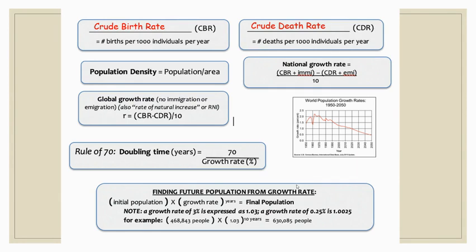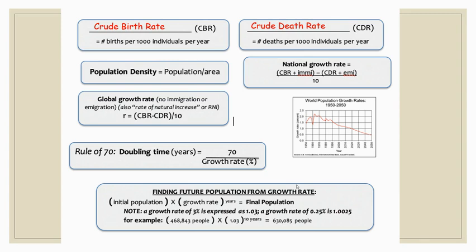So the rule of 70, of course, is that the doubling time in years is equal to 70 divided by the growth rate in percentage. So again, like I said, 4.5%, divide that into 70, you get something like 15.5. So we're going to do practice with that in a minute.